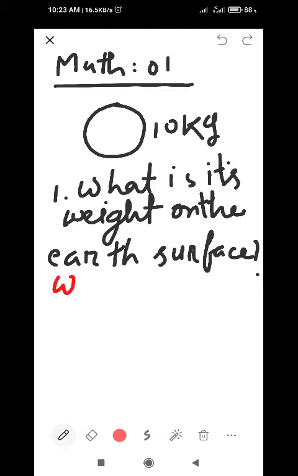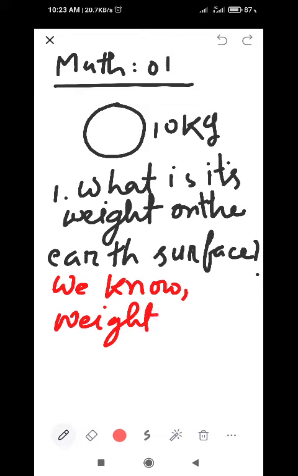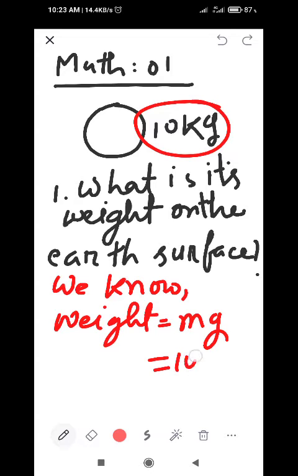We know weight equal to mg. Here m, what is the value of the m? It is 10 into 9.8, that is 98 Newton. Newton is the unit of weight, right?